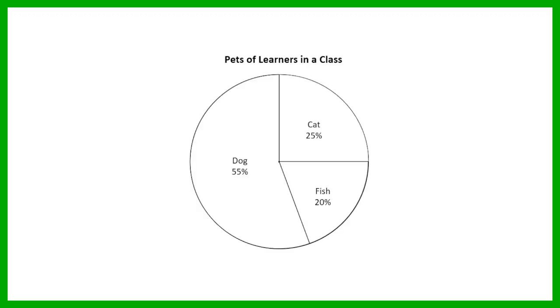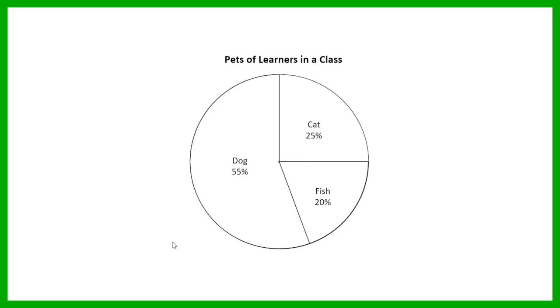Let's quickly have a look at an example of a pie chart over here. So here we've got a pie chart showing us the percentages or the fraction of a class that has dogs, cats, and fish. It says that 55% of a class has dogs, 25% of the class has cats, and 20% of the class has fish.